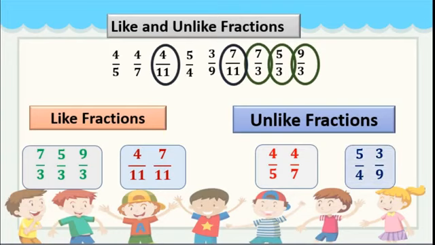Okay, now here also we can see the first box, that is 4 upon 5 and 4 upon 7. Here again we can see one similarity, that is the numerator is 4 in both the fractions. Okay, we will study about them later.